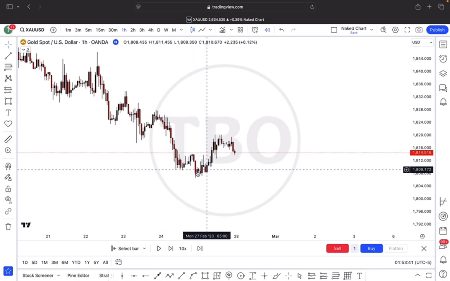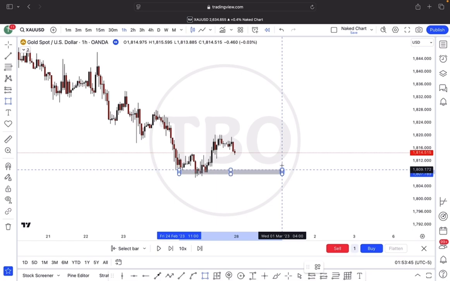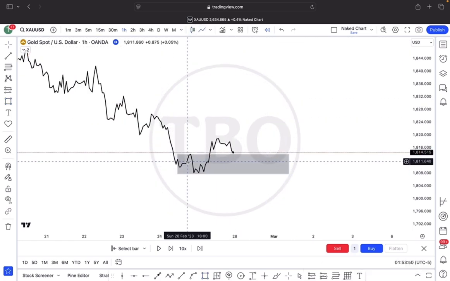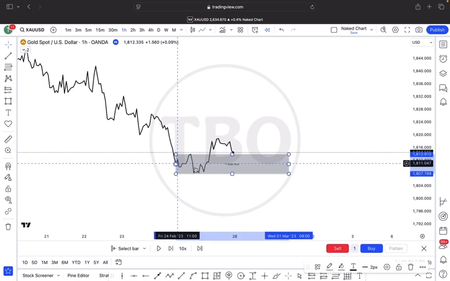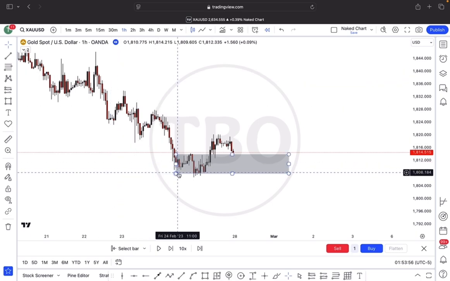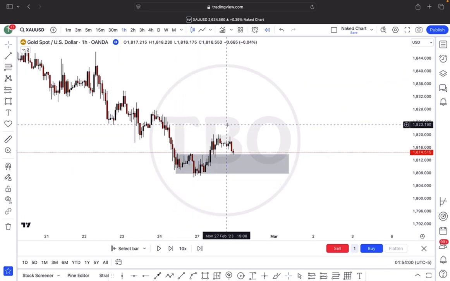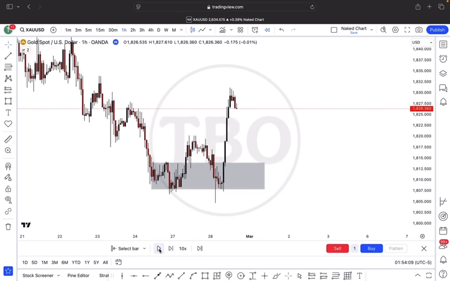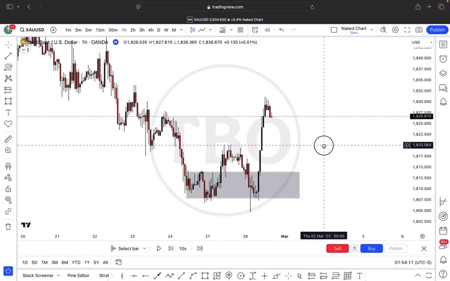After the drop, we got a base right here. So let me just draw that out for y'all real quick. I'm going to use the body. As you can see, I'm covering the bodies. All right, so drop, base, rally, and now this is where we see what price is going to do, which is the entry.